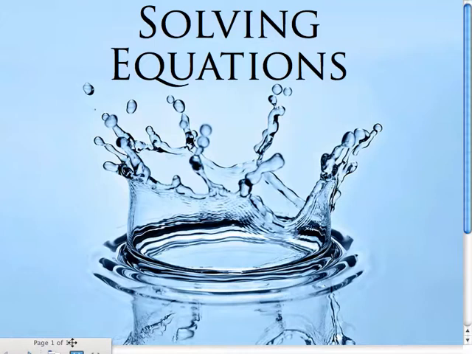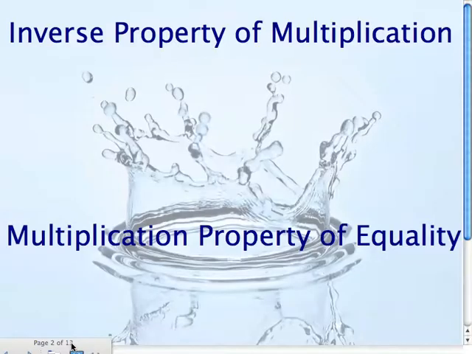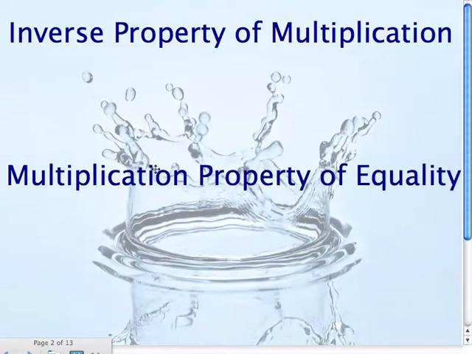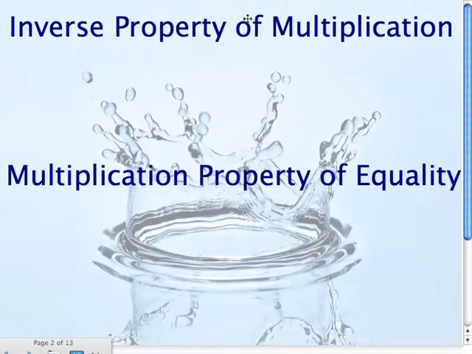Equations, it's going to review how to do both one-step and two-step equations that you learned last year. All right, so let's start with the properties that are going to be important for doing this. We have the inverse property of multiplication and the multiplication property of equality.